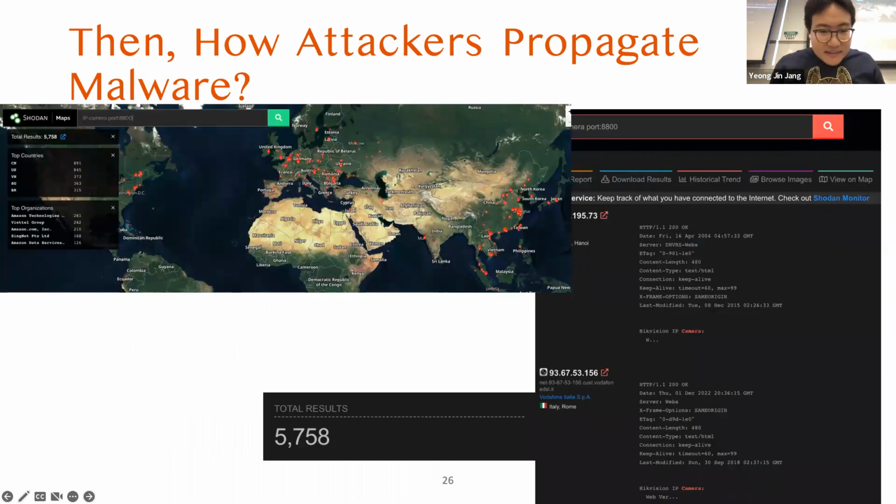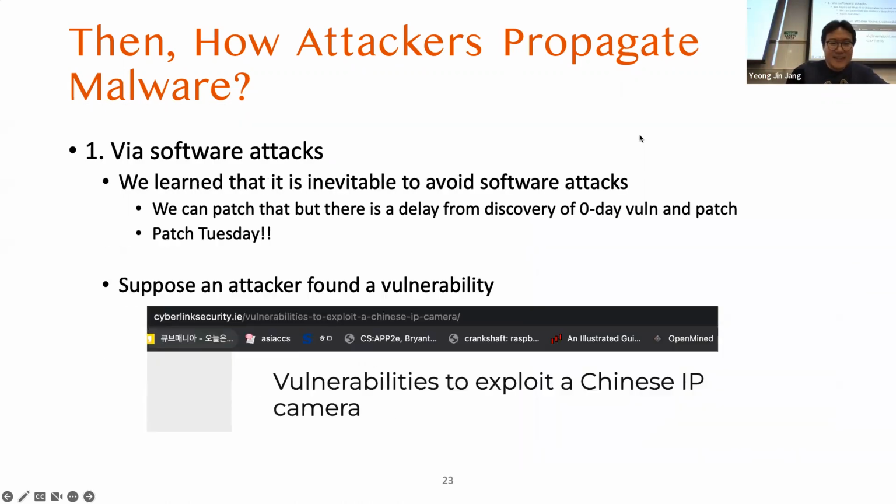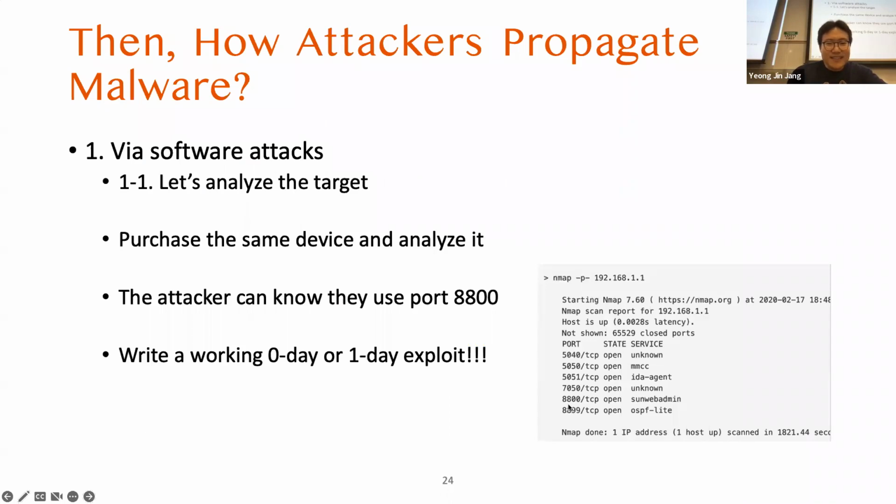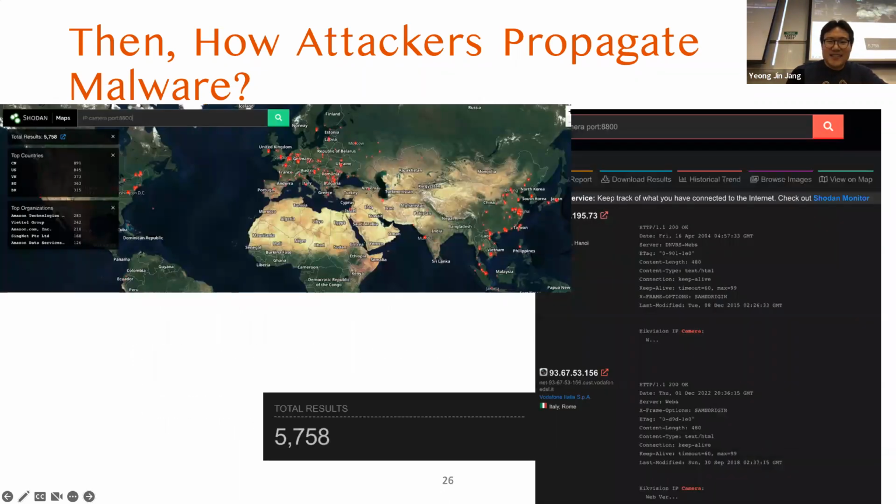So this is an example. I searched for IP camera with port 8800. That's my search term, so the goal is clear. I searched for the IP camera vulnerability, and the open port was 8800. I got that information from the blog post. If I search that on Shodan, I can see more than 5,000 results. So more than 5,000 such devices are available online, and from the map, we can see they are spread all across the globe.